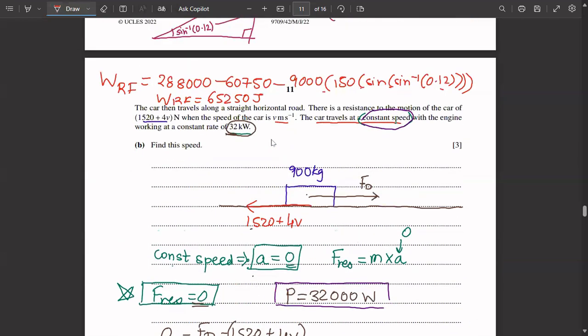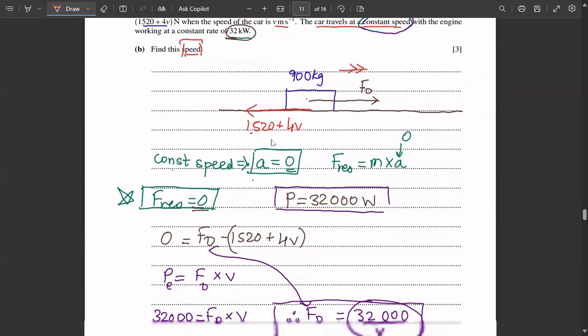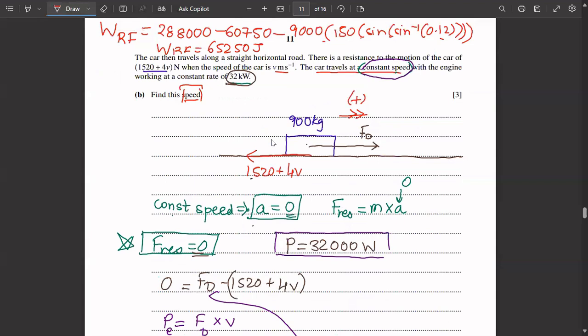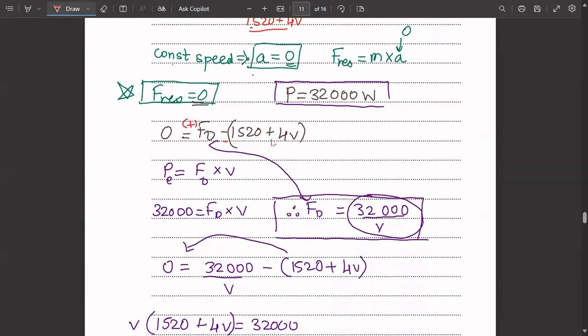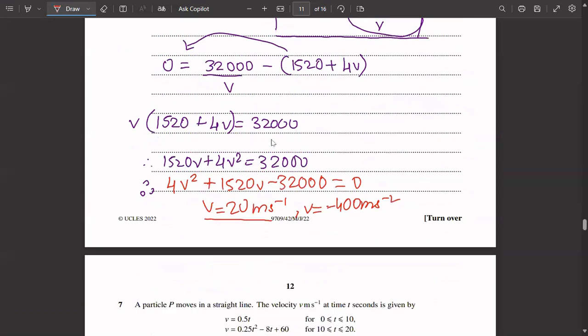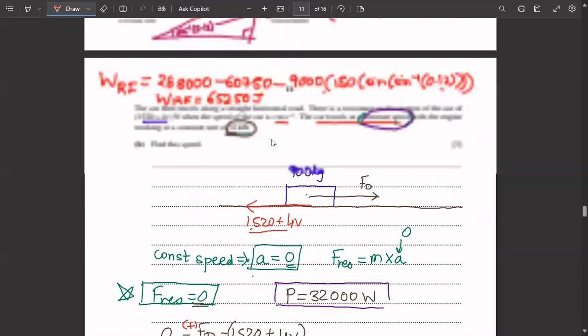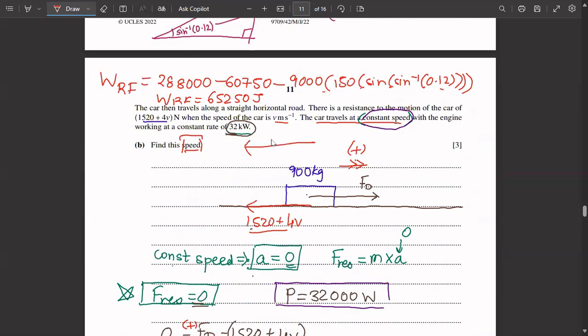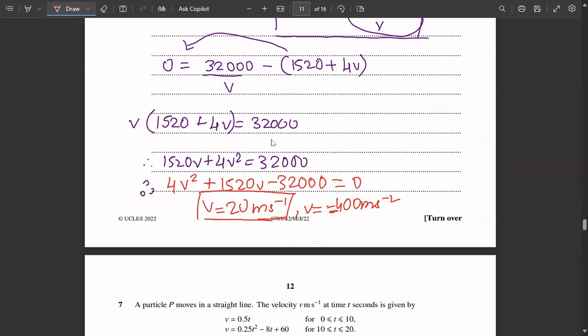So now which do we select? Because we have to find the speed, and the speed is moving in the direction to the right, and we have taken right as positive. Your FD we considered positive, right? And this we considered negative. So because it is moving to the right, we only consider the positive answer, because this minus 400 means the car will be moving to the left. If driving force is to the right, the car can't move to the left. So the final answer is 20 meter per second. So this is the answer.